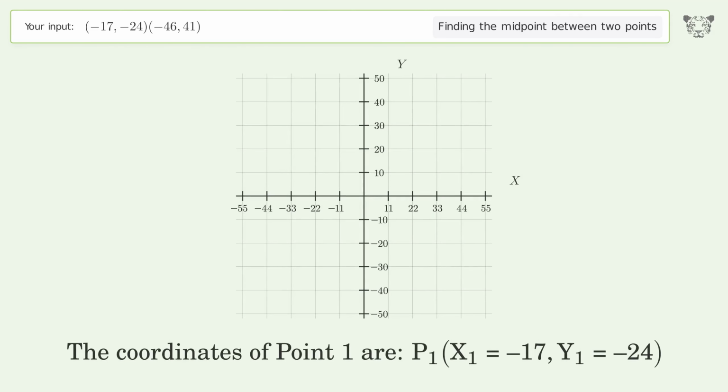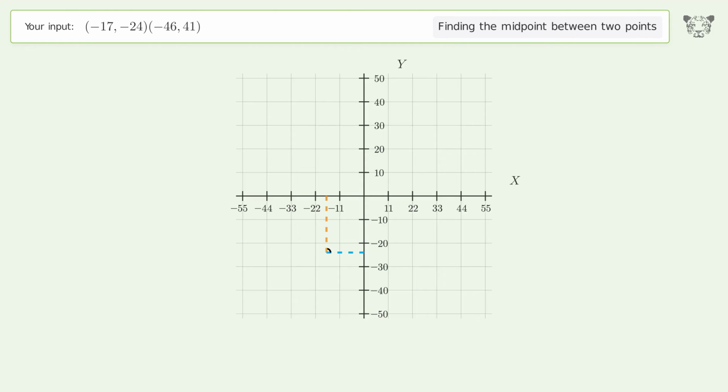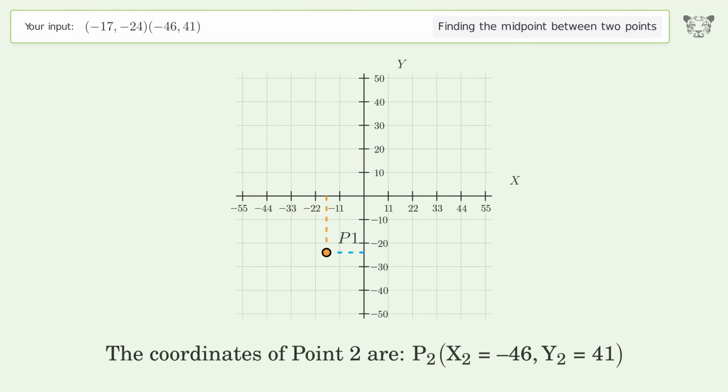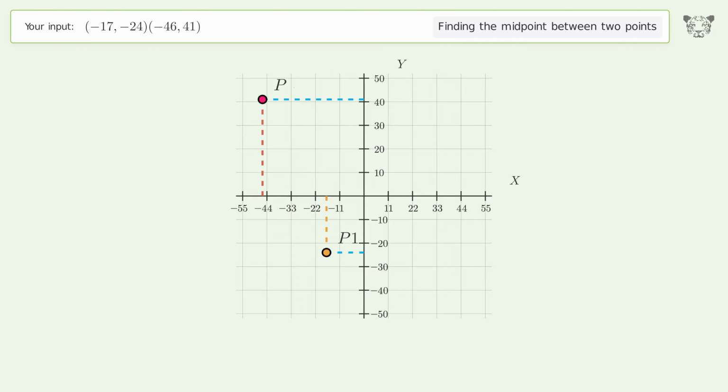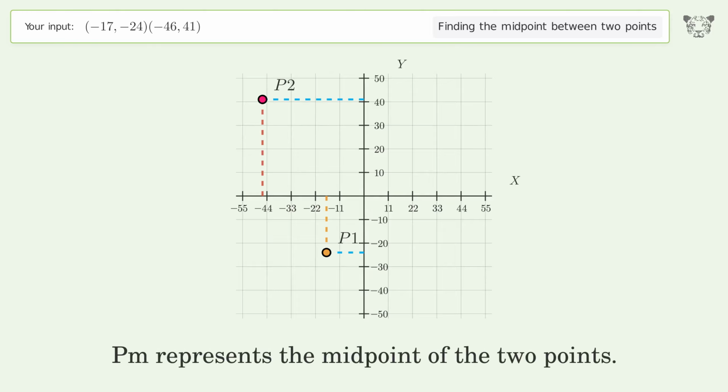The coordinates of point 1 are, x1 equals negative 17, y1 equals negative 24. The coordinates of point 2 are, x2 equals negative 46, y2 equals 41. PM represents the midpoint of the 2 points.